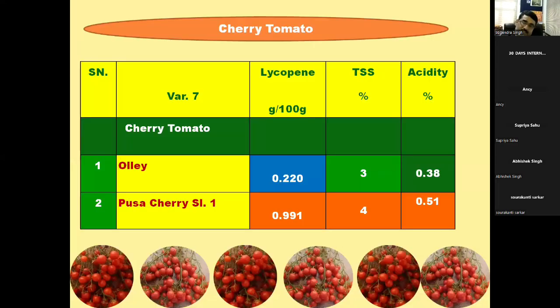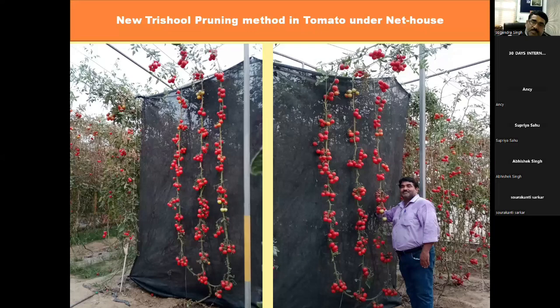The second is the cherry tomato variety. We can also discuss cherry tomato, Pusa Cherry 1, Pusa Cherry 2, and other varieties that can be used in polyhouse condition. With 4 plants per square meter, planted in August and the crop ending in May, you can receive more than 7 to 8 months of harvesting. We have received near 15 to 20 kg per square meter of cherry tomato.